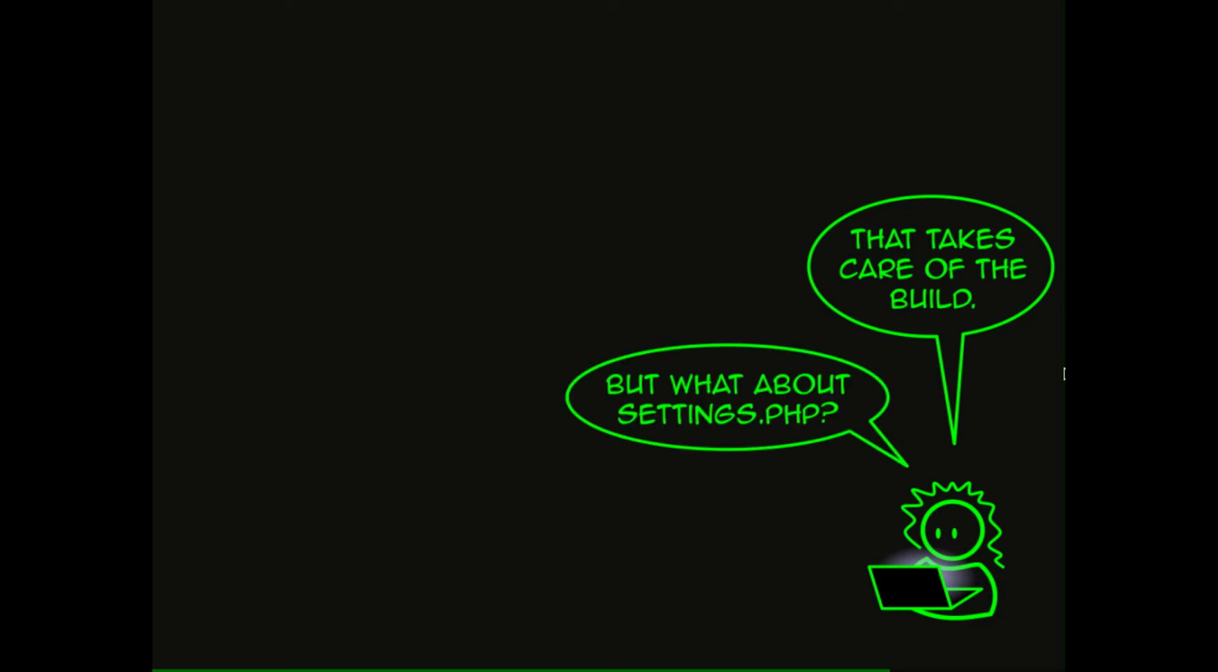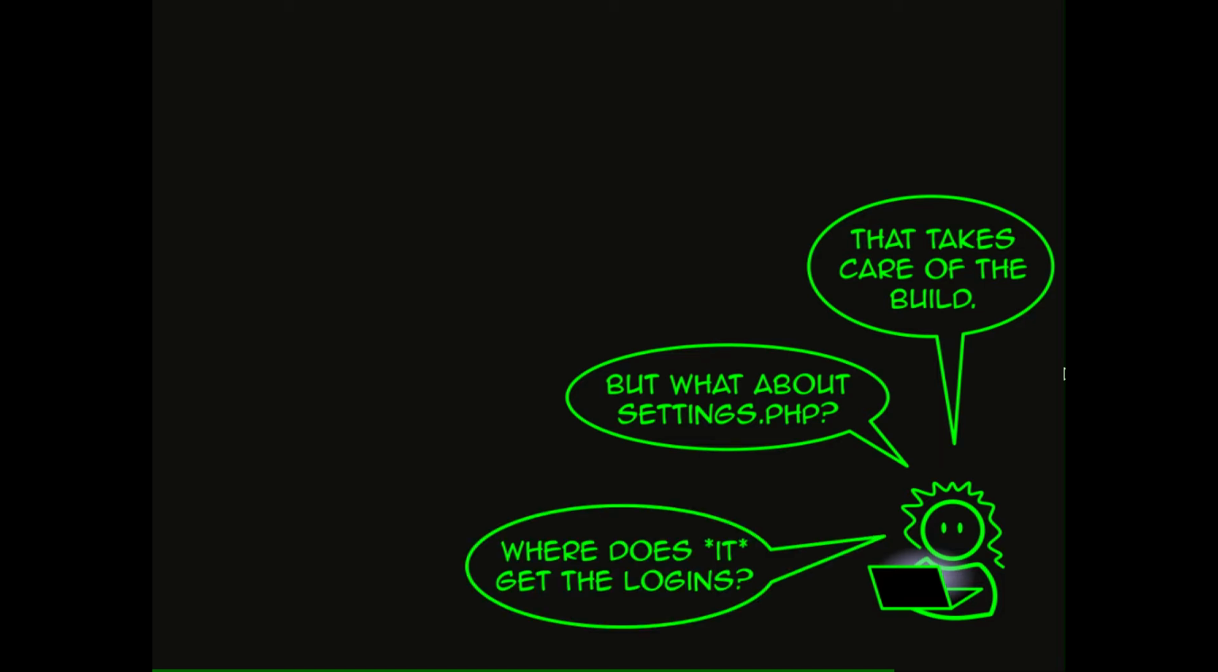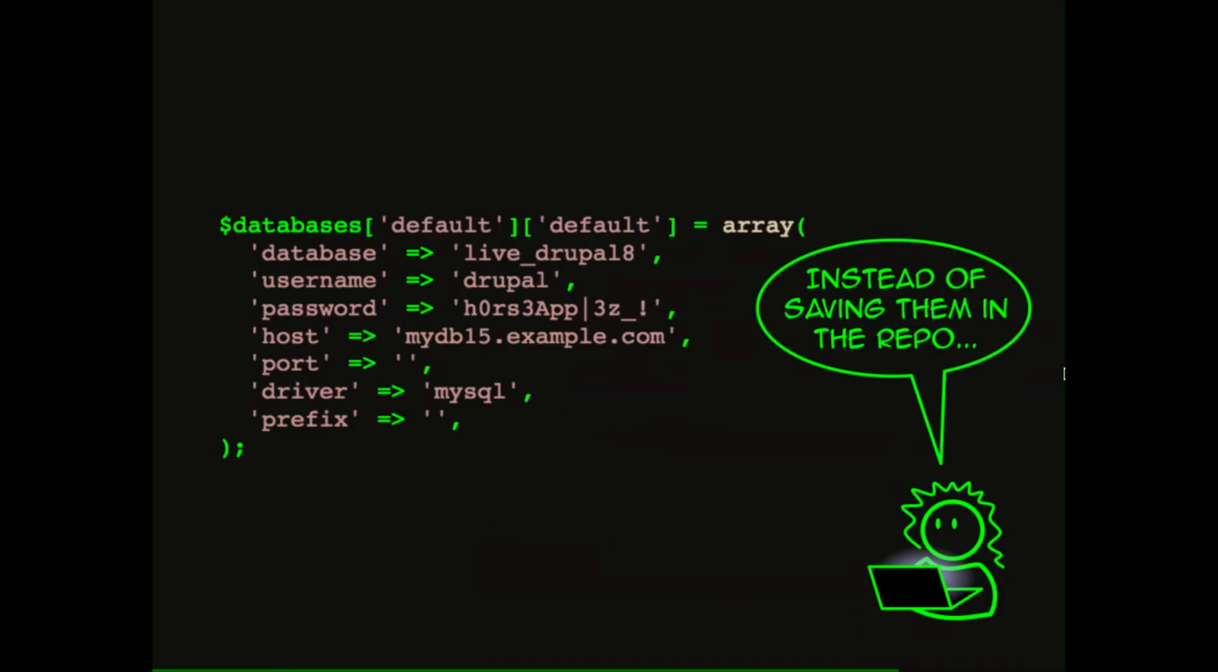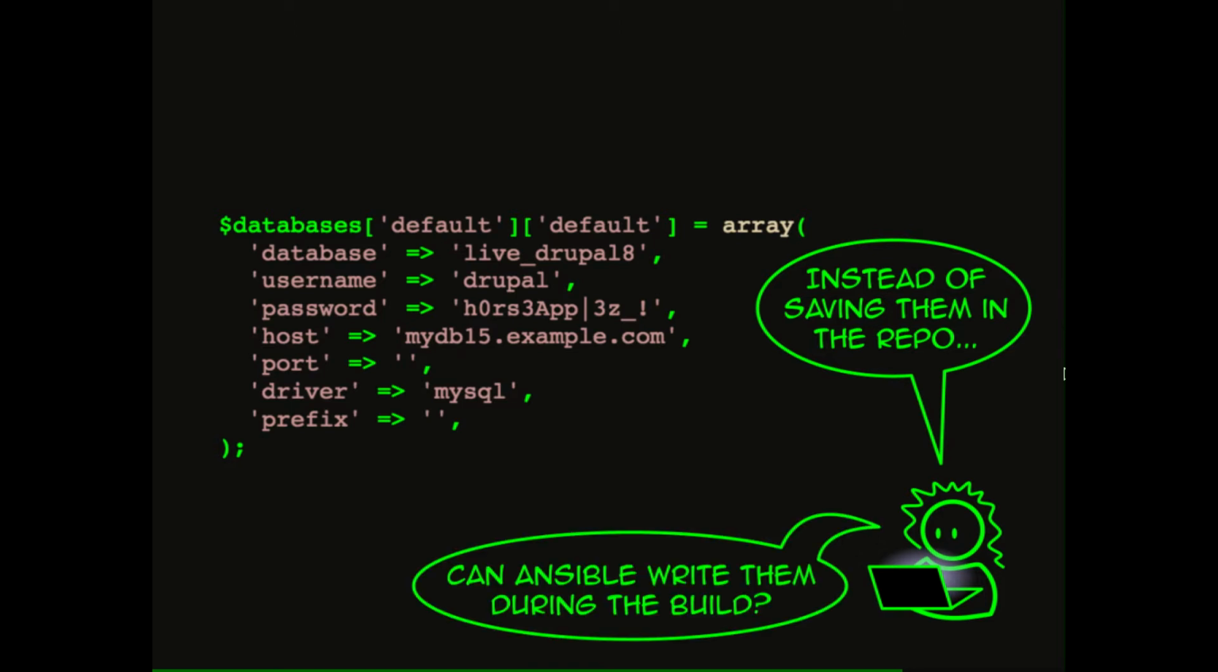So that takes care of the build, but we still have the problem with settings.php. We can get the variables into Ansible, but how do we get Drupal to get the variables? We don't want to put it in the repo, so we don't want to have this sitting in our repo. That's a really bad idea. So how do we do that? Can we get CI to write them during the build? Turns out, yes, it can.